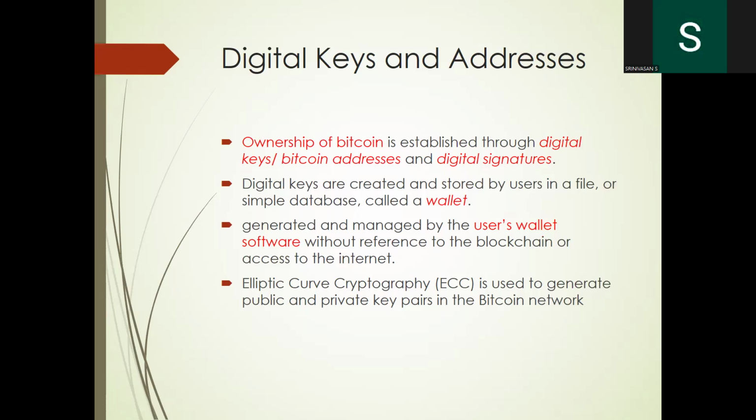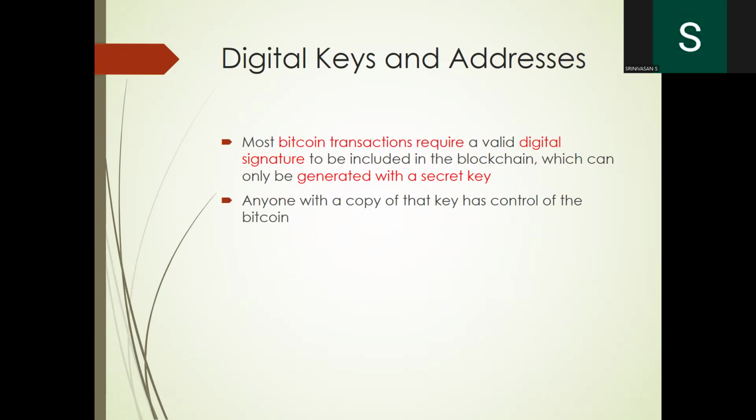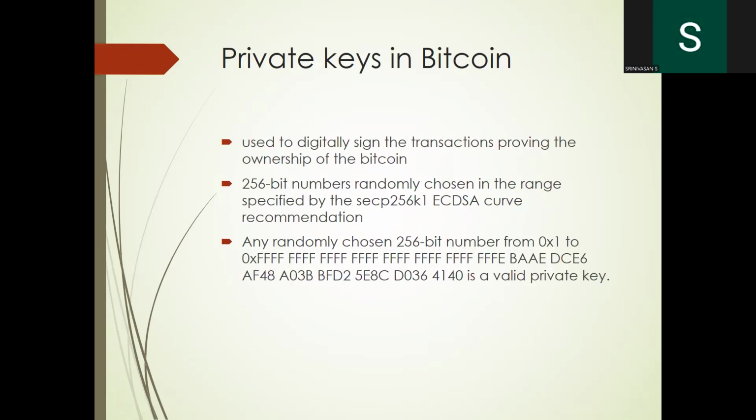Digital keys are usually stored in a special file called a wallet, and they are generated as well as managed by special user wallet software. Bitcoin uses elliptic curve cryptography to create all those keys as well as addresses. Most Bitcoin transactions require a valid digital signature, and it is included in the transactions. In the Bitcoin network, a user who has the key can control the Bitcoin.